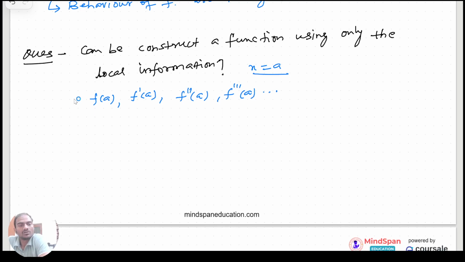Now, if we have all this derivative information about a function around this local point x equal to a, then can we construct the function? For a general case, can we construct f(x)? Can we find f(x) by just this local information? Can we do that? The answer is yes, we can do that. Of course, the answer is yes. That's why this lecture exists. Now, what will be f(x)? That is the question. So, yes, we can construct.